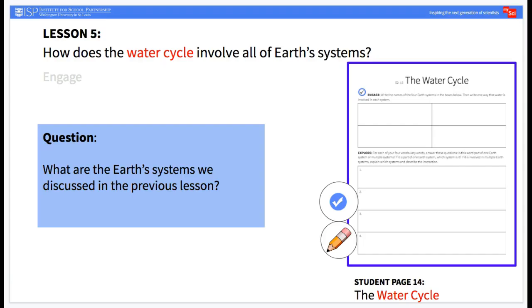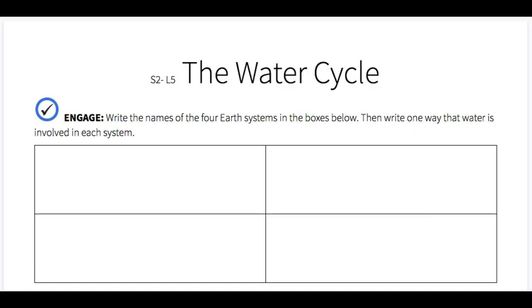In the Engage portion of this lesson, students will recall the 4 Earth systems they researched in Lesson 4. They will explain one way that water is involved in each of these systems in their student journal and discuss their ideas as a class.